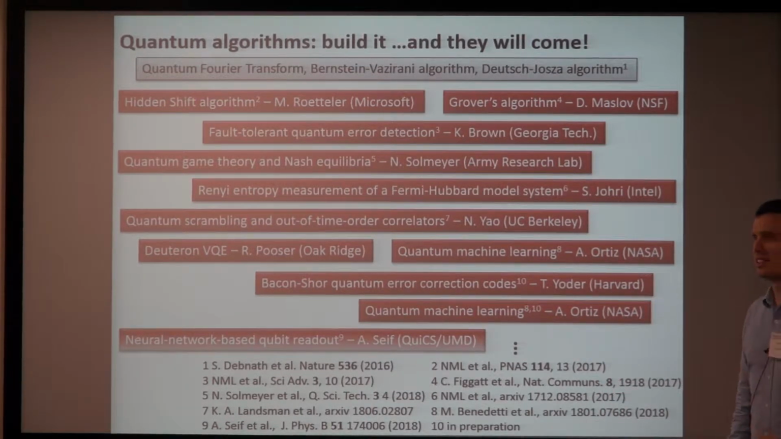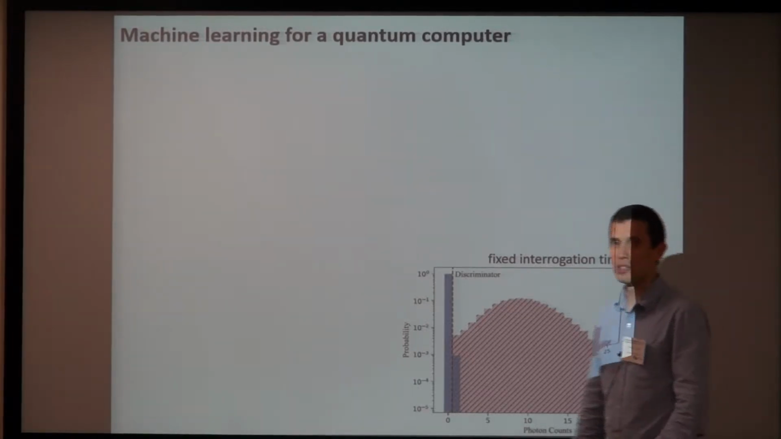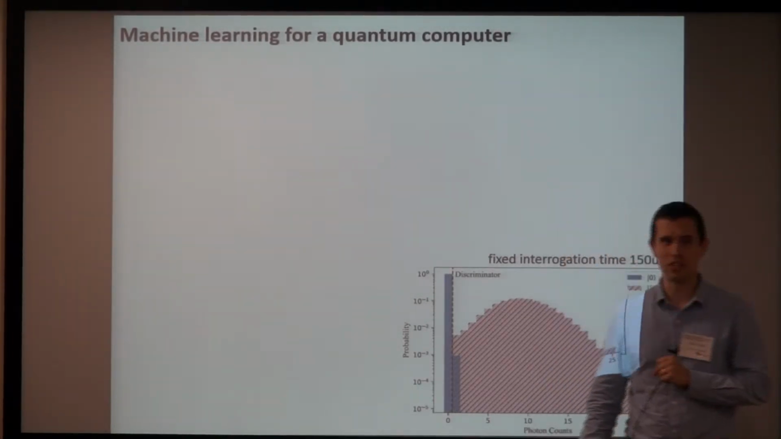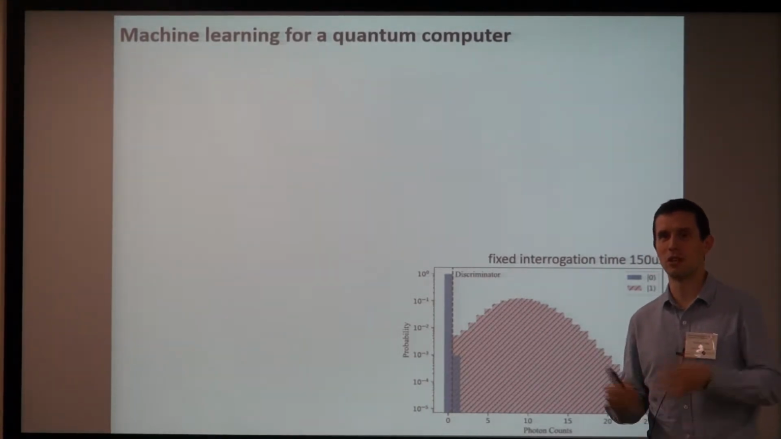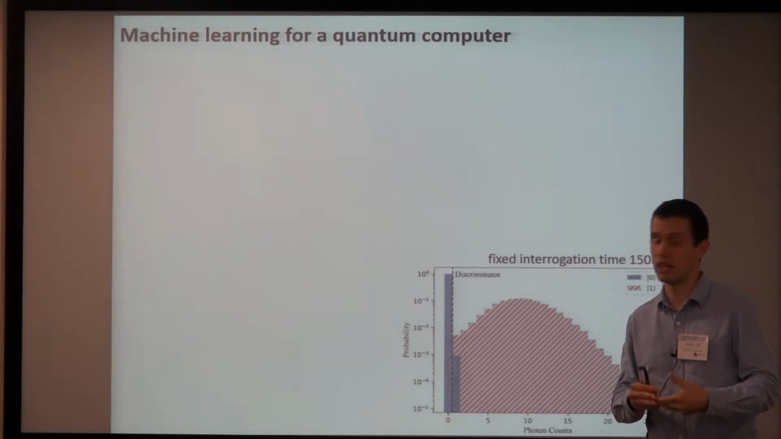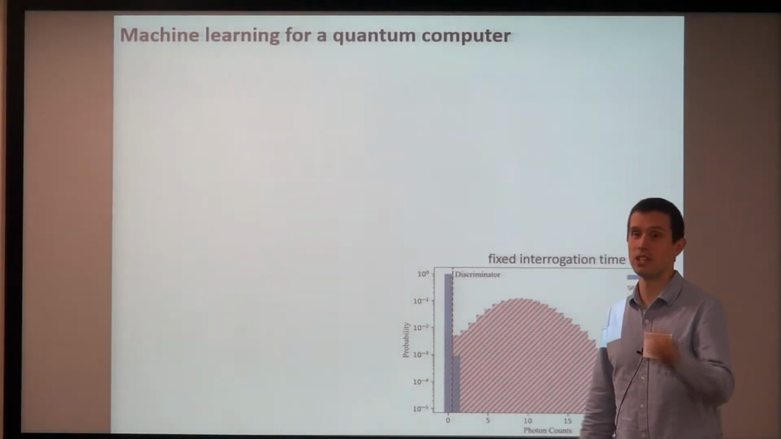And so I'm happy to debate or hear your opinions on which of these examples actually qualify to be included. Okay, I'll start with something I would call machine learning for a quantum computer. This goes back to the readout problem I presented earlier: we collect photons from these ions for a certain amount of time, and based on that photon number, we have to decide, is the ion or the qubit in state 0 or in state 1?